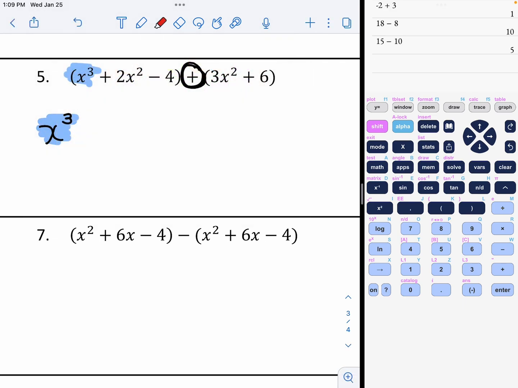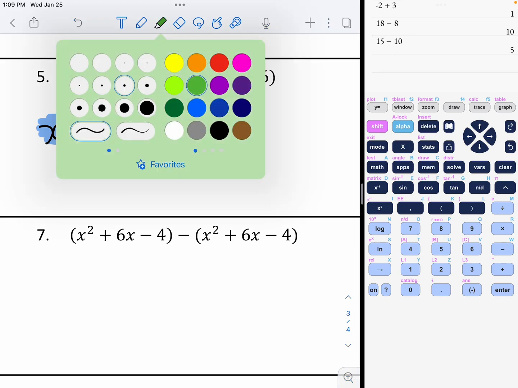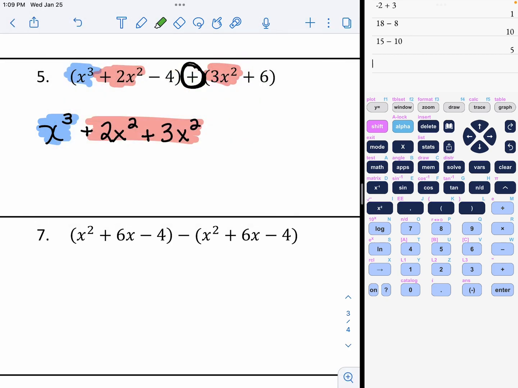Now, the next one I see is x to the second. Well, this one also has an x to the second. So I'm going to write those beside each other. 2x to the second and 3x to the second. So those were both x to the second. So that's why I wrote them beside each other. And now let's see. I have a minus 4 and an add 6. So those were like terms because they don't have any x's to them. So I put those beside each other.